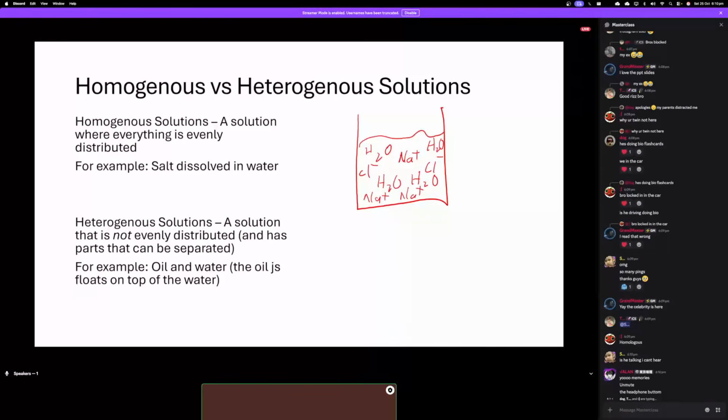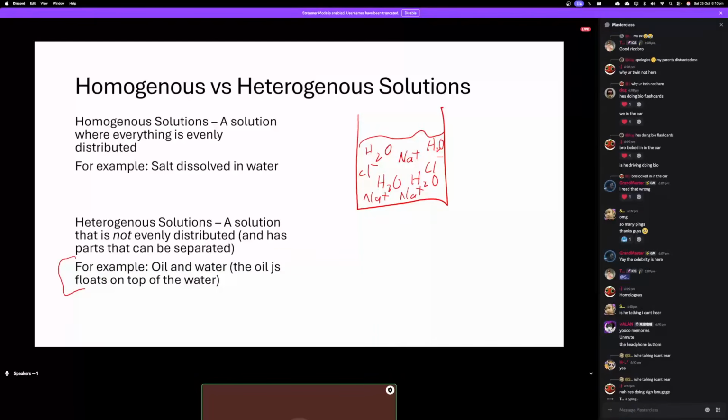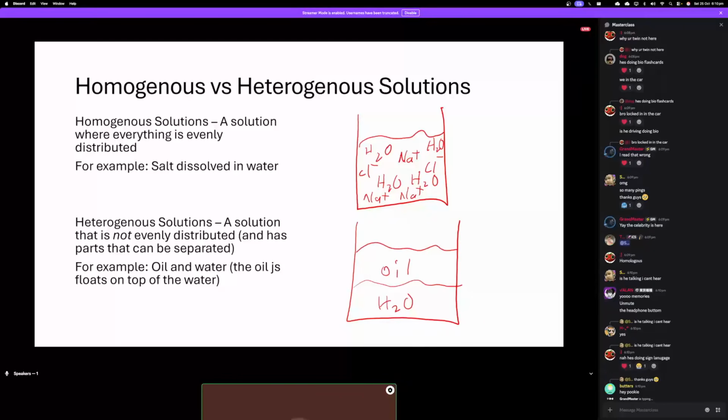The most common example that comes to people's mind is oil and water. If you've ever seen it, you'll have some beaker, and you'll see that we have water on the bottom here, and we have oil sitting on top of it. This is to do with densities.